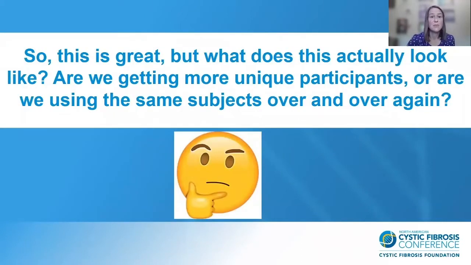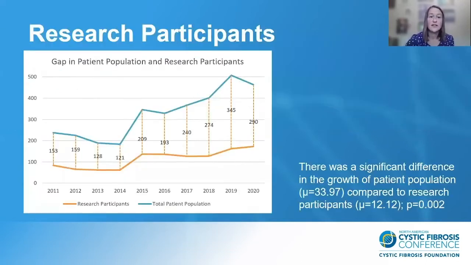This is great, but what does this actually look like? Are we getting more unique participants, or are we using the same subjects over and over again, potentially co-enrolling? Over the last 10 years, we have had a steady increase in overall patient population as reported in the registry. However, as our patient population grew, we did not see the same rate of increase in unique research participants.